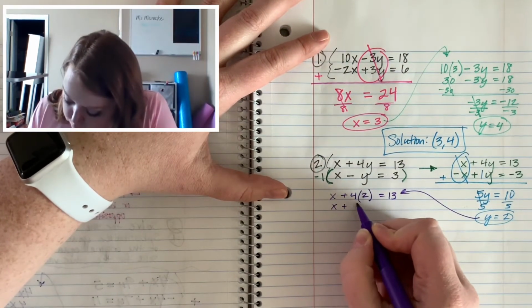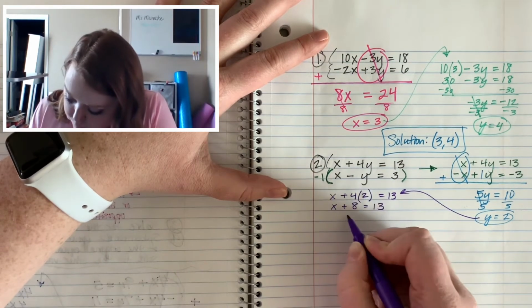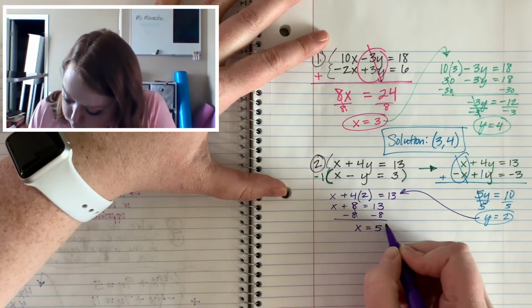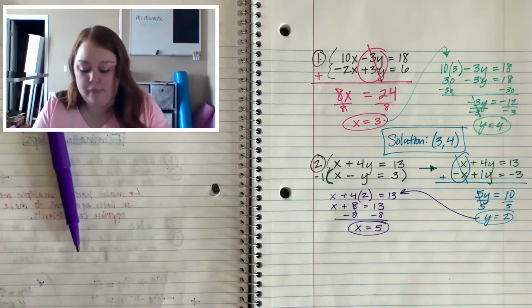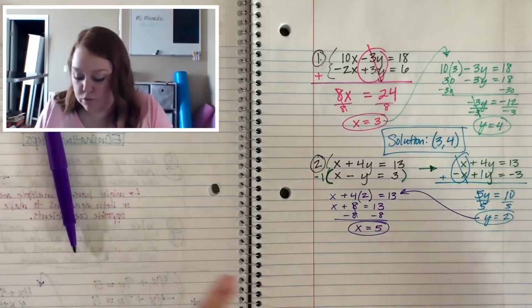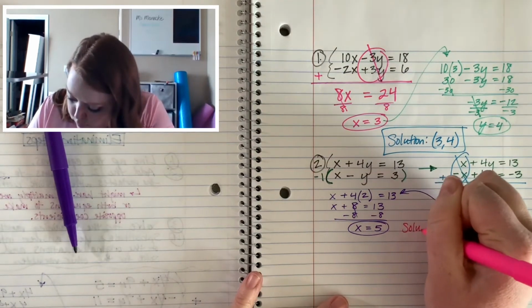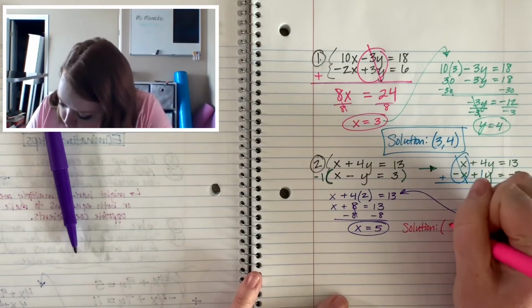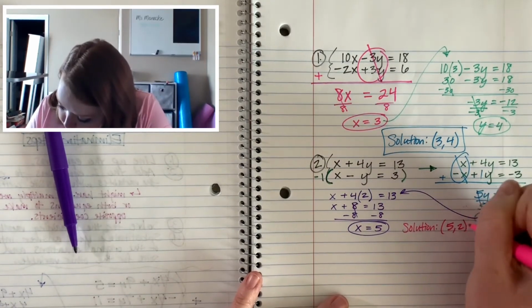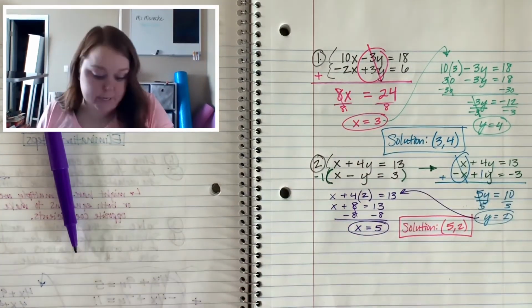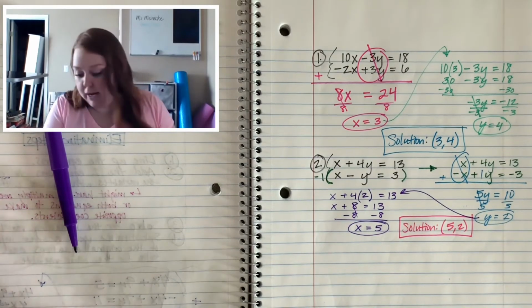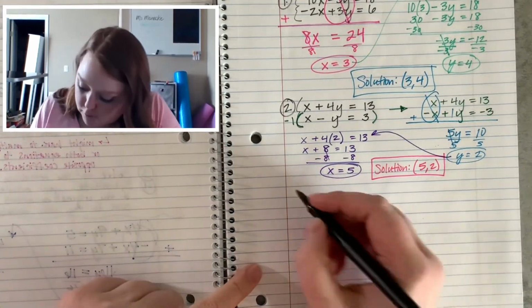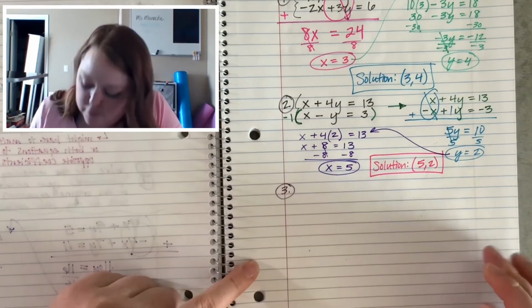4 times 2 is 8. Get rid of the 8. X equals 5. Last thing we do is we show the solution. Solution is your x comma y, so 5 comma 2. Final answer, 5, 2.